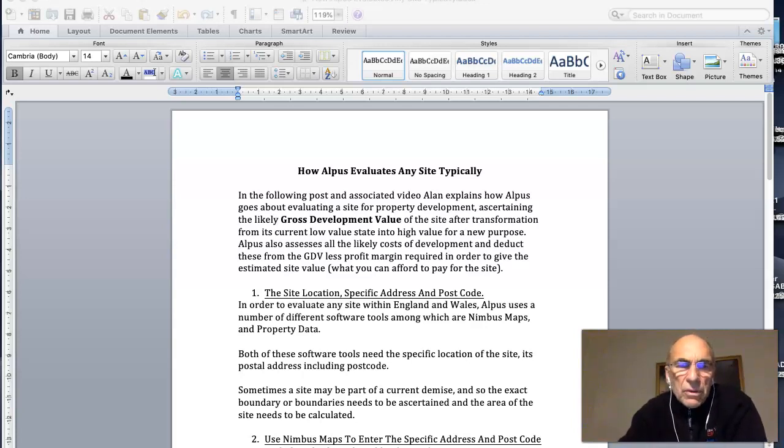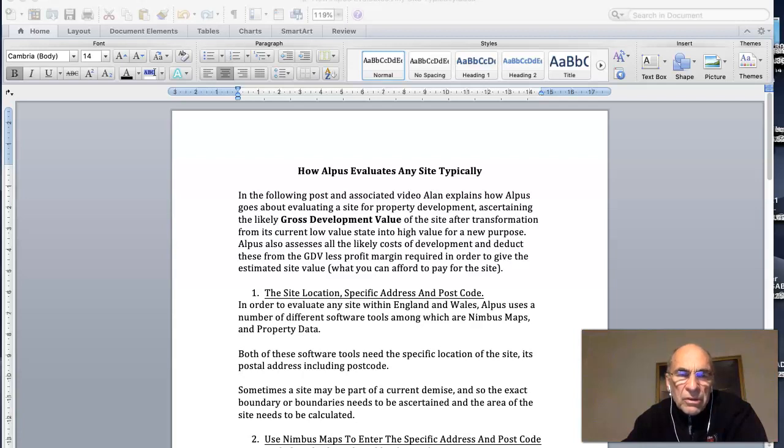I'm just going to talk you through how Alpus would evaluate any site typically. What we're trying to do is evaluate a site for potential gross development value, converting it from its existing use to a new use. It may be a commercial building that is unused or underused, or has a part vacant, such as an upper part of a shop or a retail area that's too big for its current usage.